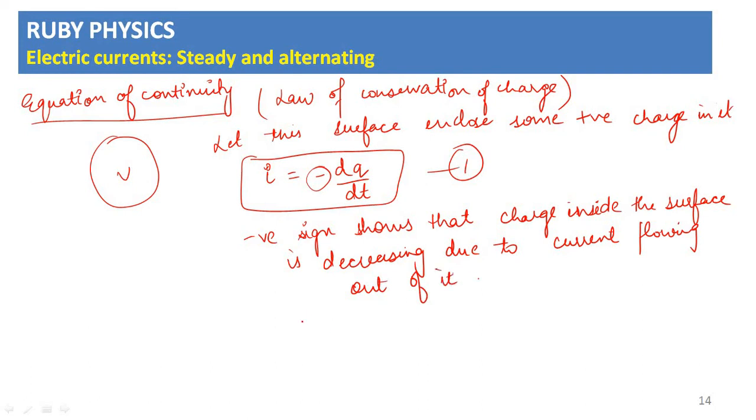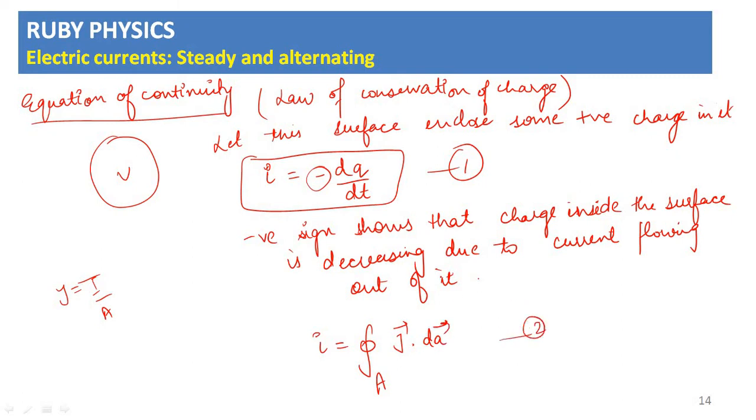The current I can also be given by the surface integral of the current density. If you haven't watched my video on current density, please watch that. Current density is nothing but the current per unit area. So we can define the current in terms of current density as the surface integral of J dot dA.